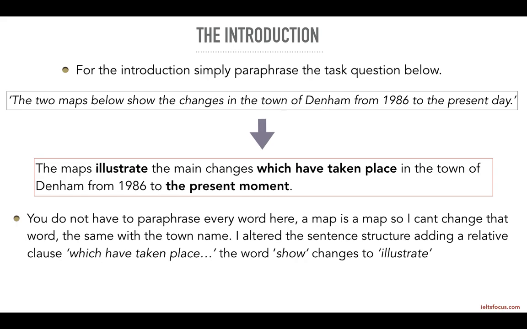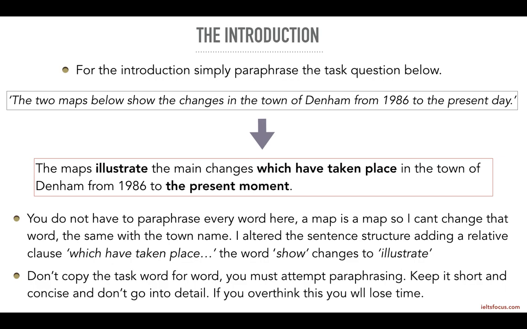Now, I haven't changed a lot here. You don't have to paraphrase every single word. A map is a map. You can't change that. And I can't change the town name, the town of Denham. I've altered the sentence structure a little bit. I've added a relative clause, which have changes which have taken place. And the word show, I've changed to illustrate. And the present day, the present moment. So that's pretty minimal paraphrasing, but that's fine. I don't need to go too overboard on it.